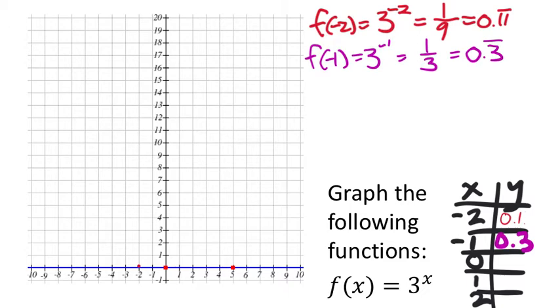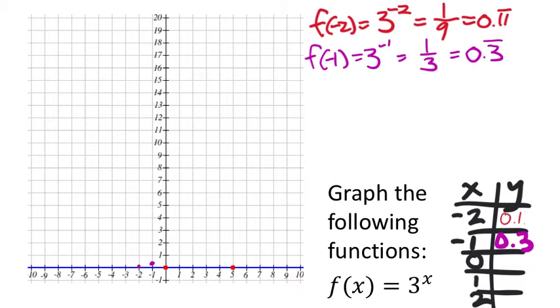Where is that on my graph? -1 and 0.3. It's still less than half, somewhere in this range. Right there for my purple point. Now you can see that it's starting to increase, which is good. We should see some increasing going on because our base is more than 1, okay?